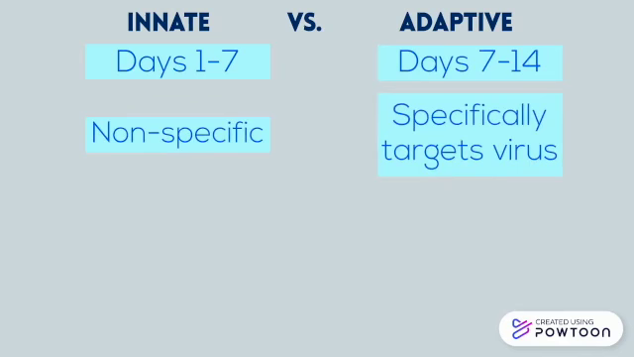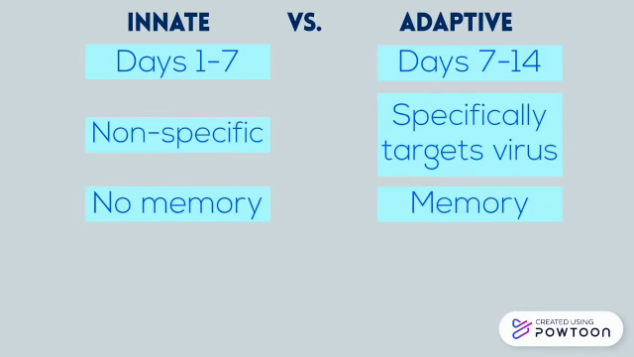The innate immune response has no memory. The adaptive immune response does. The innate immune response is short-term, whereas the adaptive immune response produces antibodies to give us long-lasting immunity.